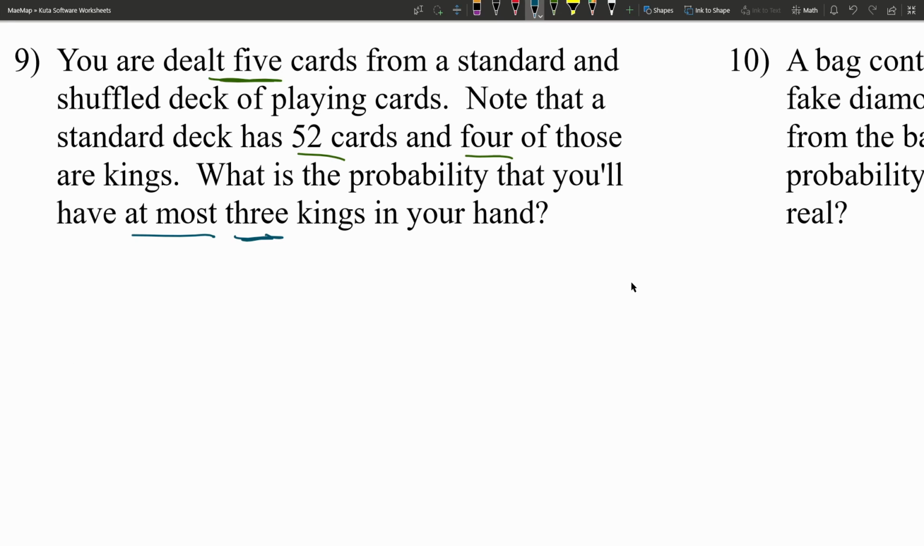Now think about having at most 3 kings. That would be calculating 0, 1, 2, and 3. But why don't we just negate this? Because remember, if we calculate the probability that we have more than 3 kings, we can subtract that from 1 to get the probability that's asked. So we're going to do 1 minus the probability that we have more than 3 kings. So we're going to do 1 minus, well, the total outcome, 52, dealing 5 cards, that's 52 choose 5. That's the total number of ways to deal 5 cards out of a 52 deck.